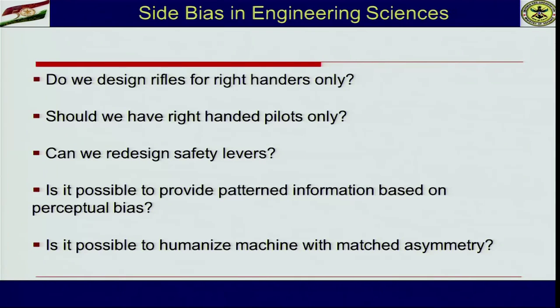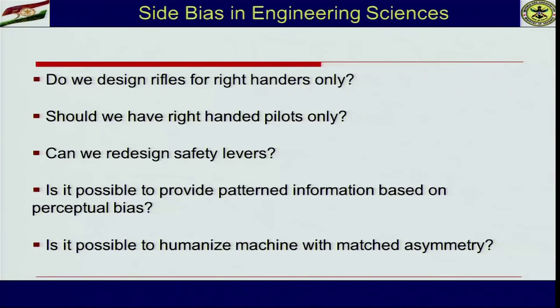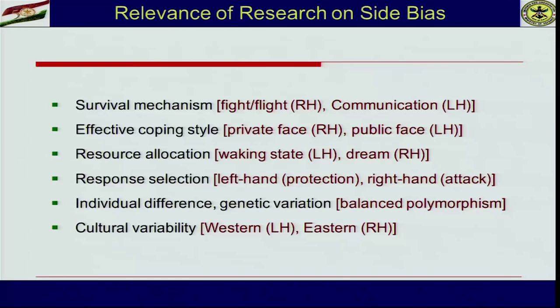Likewise, is it possible to humanize machines with matched asymmetry? We know that side bias is part of our functional system. Therefore, is it possible to humanize a robot or a machine with the concept of side bias? This is a question for engineering sciences.